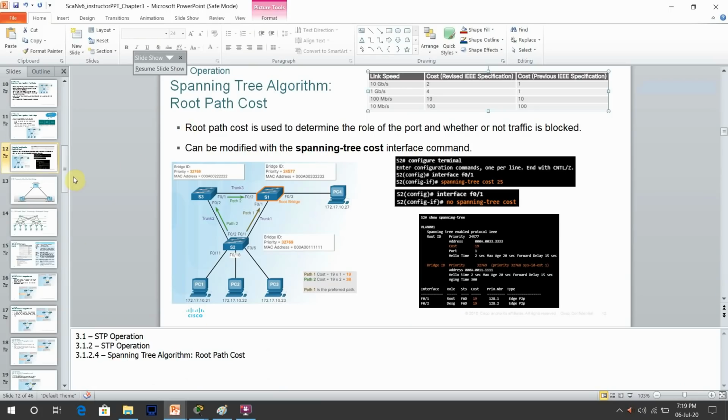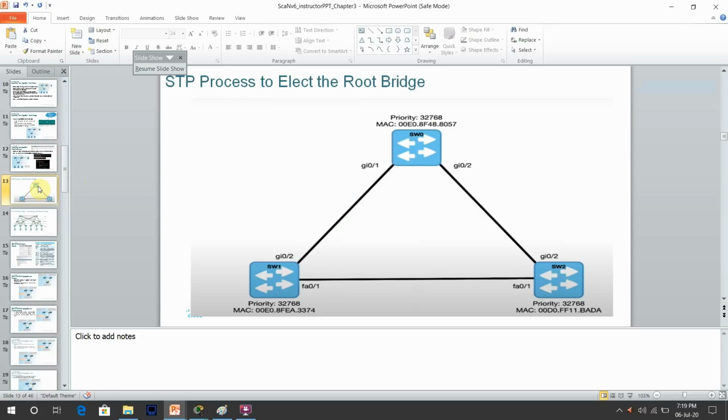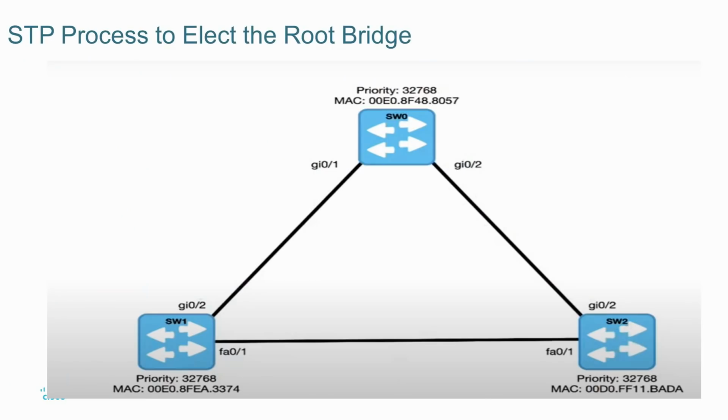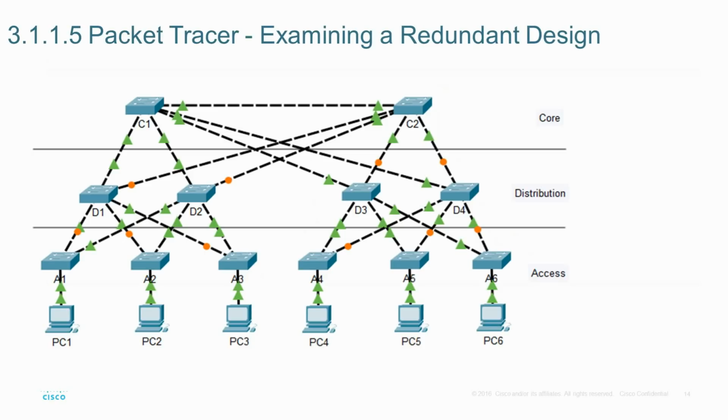So now we will go to the next slide, and now we can go to this Packet Tracer activity, and we try to examine a redundant design. Okay, so we have the core layer, distribution layer and access layer. We try to examine the links. If you see here, because there are so many links, suppose PC1 to PC6, there are so many redundant links to reach PC6.